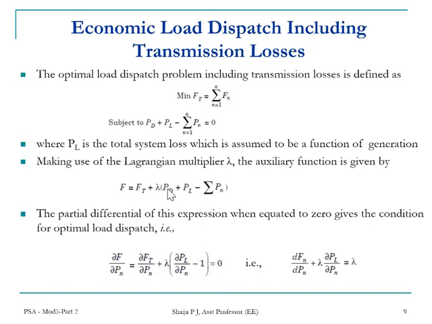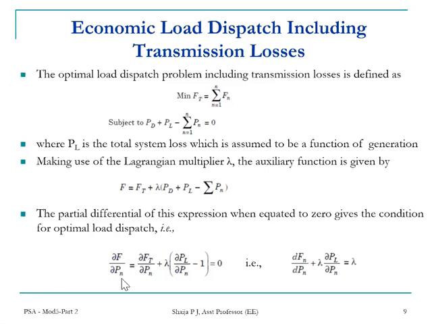Because PD is a constant term, PL is assumed to be a function of generation. So that is ∂PL/∂Pn minus ∂(ΣPn)/∂Pn. If it is being differentiated with respect to Pn, it will be 1, because ΣPn is P1 plus P2 plus etc. If we are differentiating it with respect to P1, P1 by P1 will be 1. All other P2, P3 have nothing to do with P1.